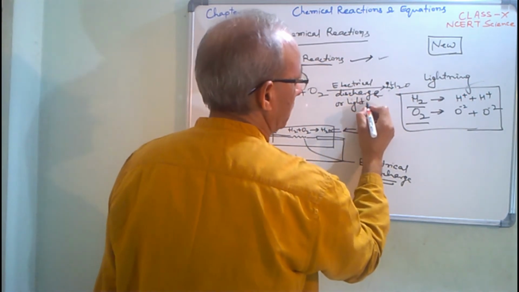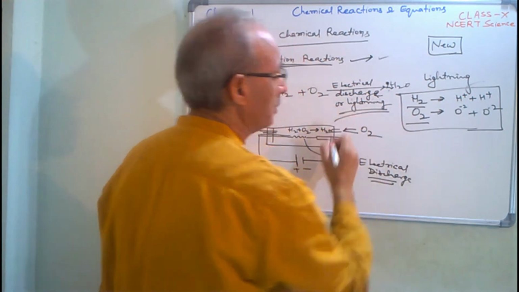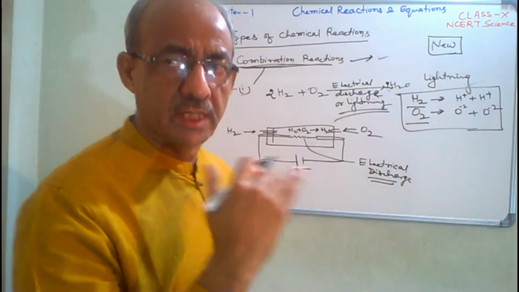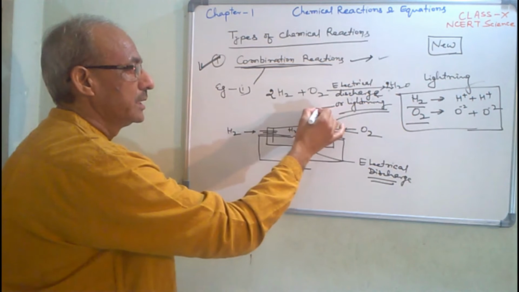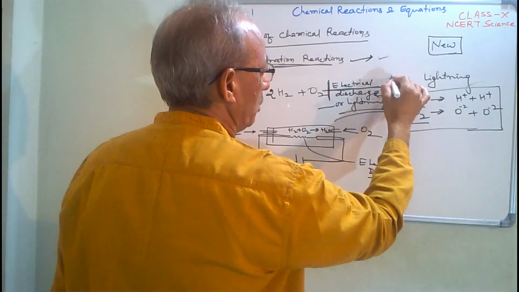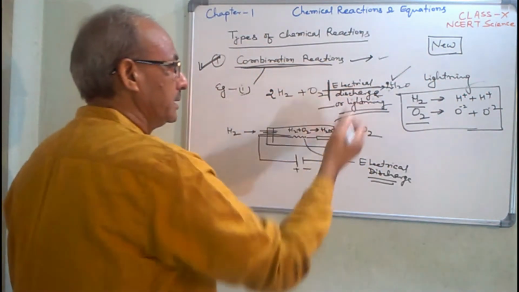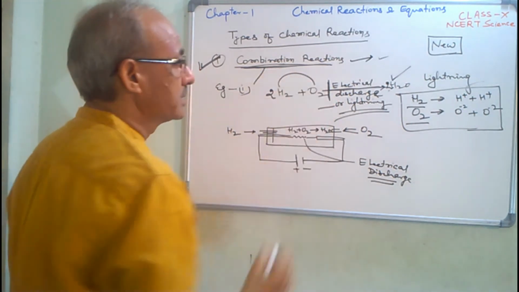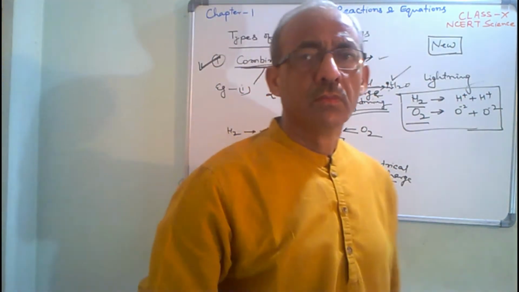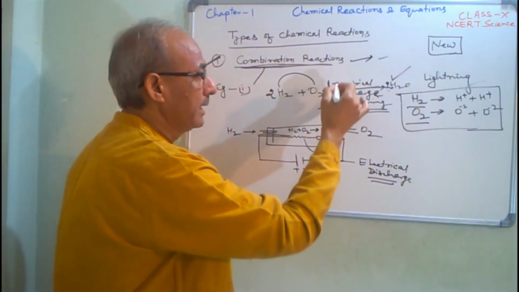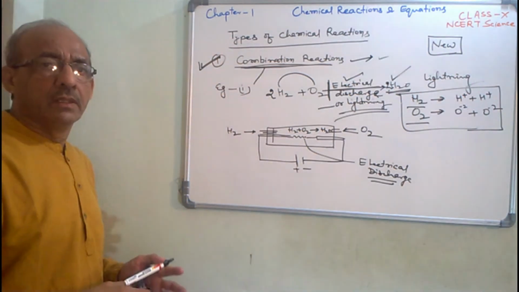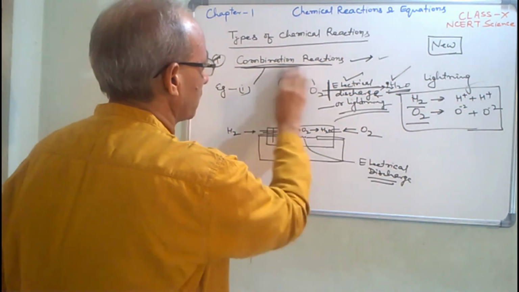You know, lightning is also a natural phenomenon during which electrical discharge takes place. The same thing is happening: this is natural and this is artificial, which can be done in laboratory to produce water. In this case also, the two chemical substances are combined together at a certain condition. That condition is electrical discharge. A single product is formed. So it is an example of combination reaction.